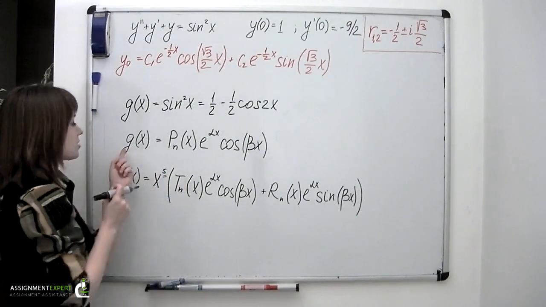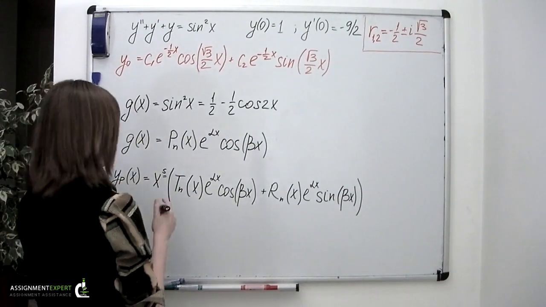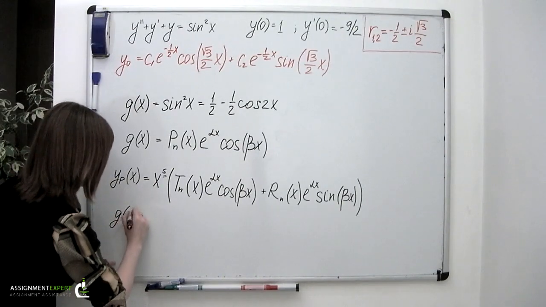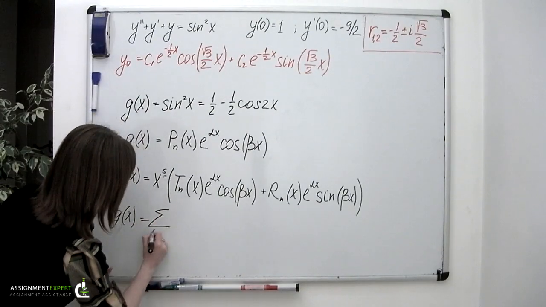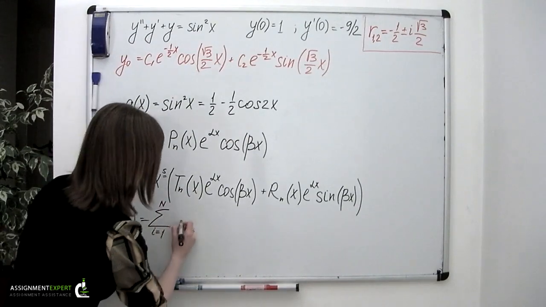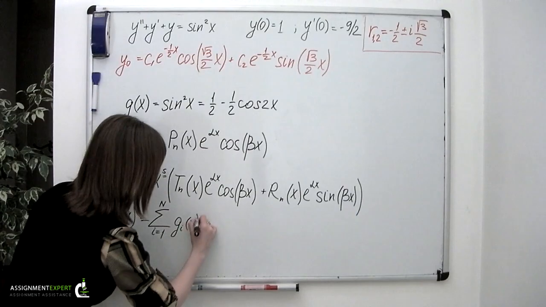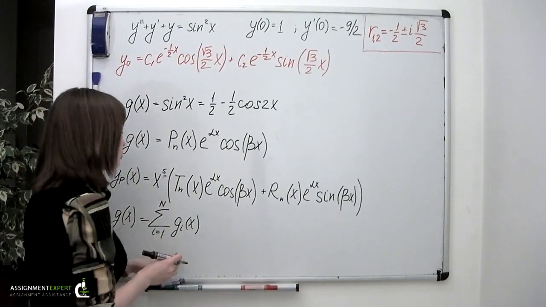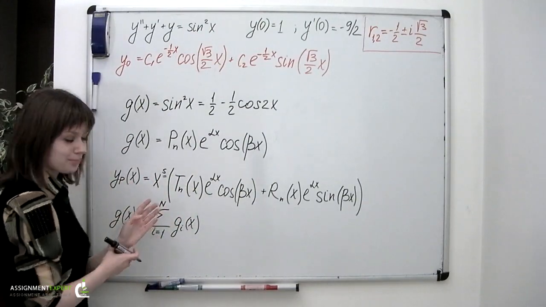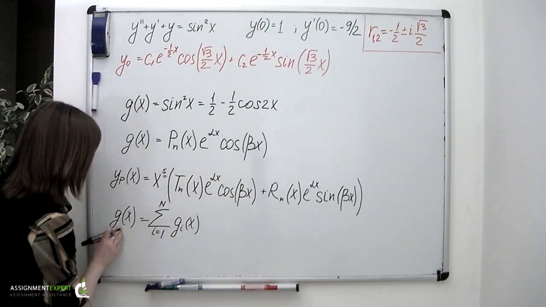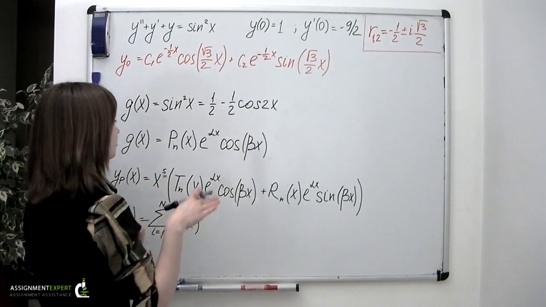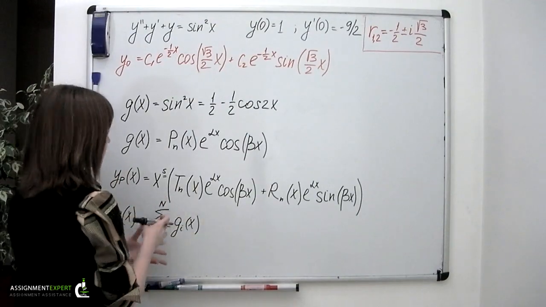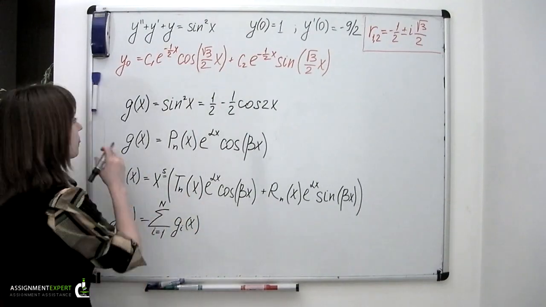Then, if this non-homogeneous term can be presented as the sum, if g of x is equal to the sum for i from 1 to n of g sub i of x, where g sub i of x is either a polynomial or a trigonometrical or an exponential function, or the combination of them, we may split our original non-homogeneous equation into n equations and obtain n particular solutions to these equations.